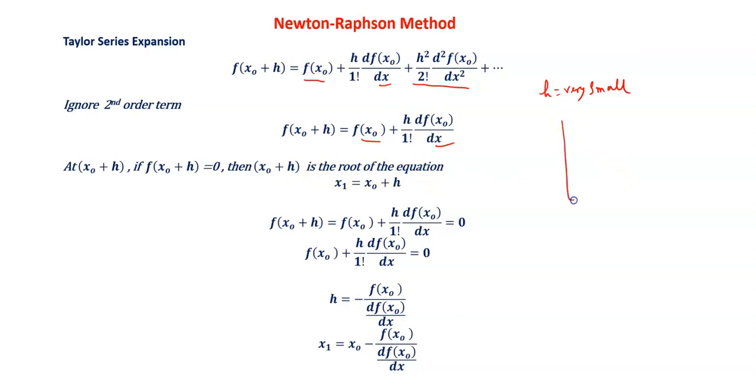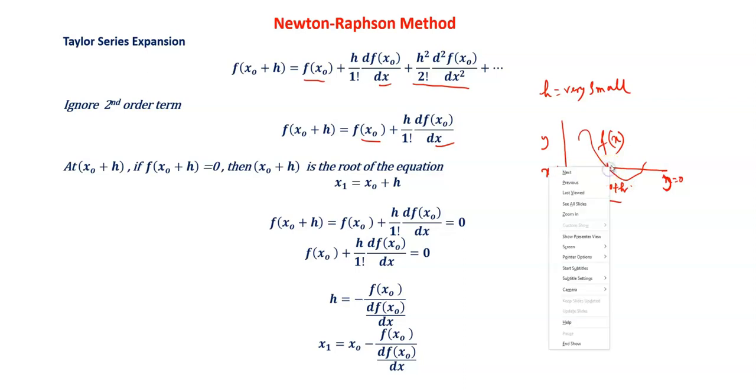Now if we plot that, suppose this is f of x. Okay, now if I draw this, so this is x and this is y. Okay, and this is where y is equal to 0, means this is the x axis. Now if this is f of x, suppose this is x0 plus h. Okay, now at this point, your function value f of x0 plus h is equal to 0, so that will be the root of the equation.